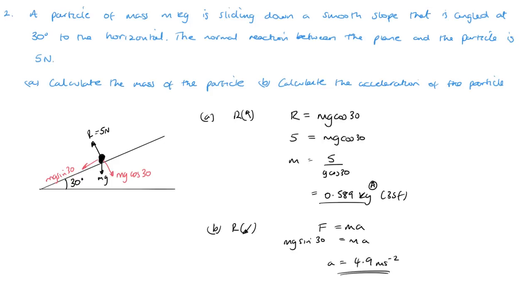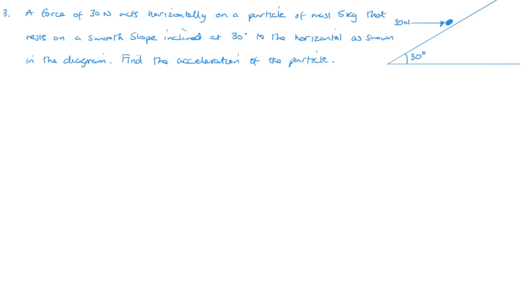Okay, so there is both of my answers, and again a nice easy question. Again, this would have been just part of a question in a previous exam. Now let's have a look at question 3. So we've got a force of 30 newtons acts horizontally on a particle of mass 5 kilograms that rests on a smooth slope inclined at 30 degrees to the horizontal as shown. Find the acceleration of the particle.